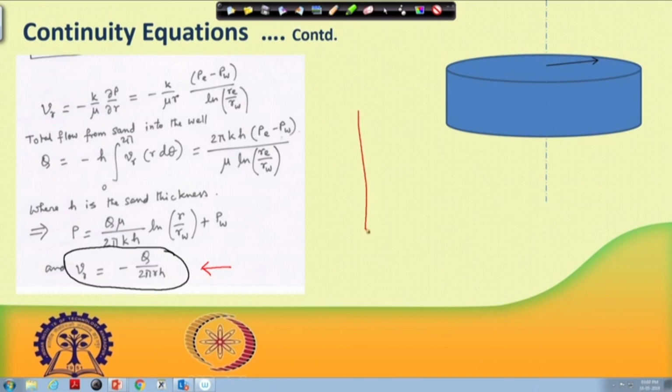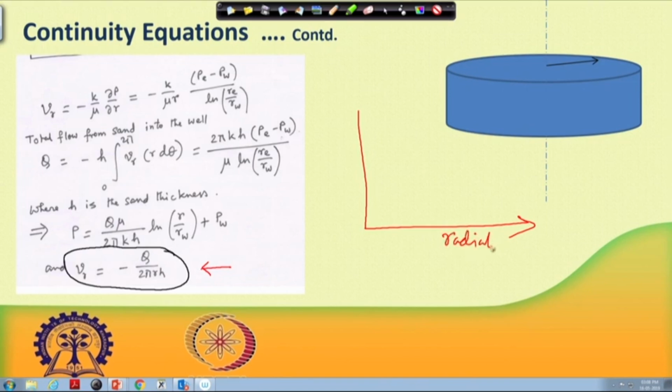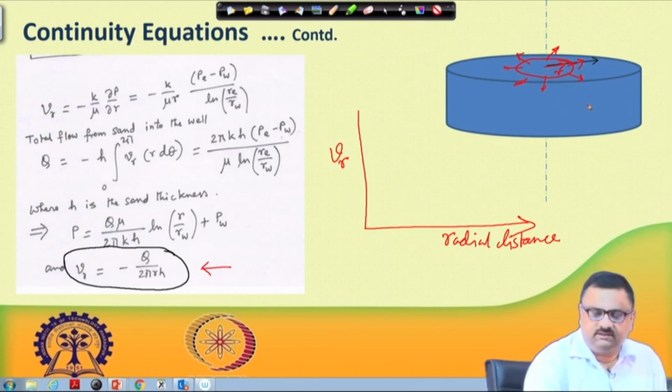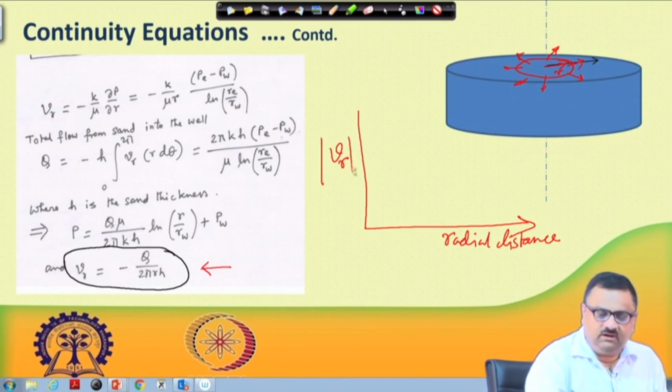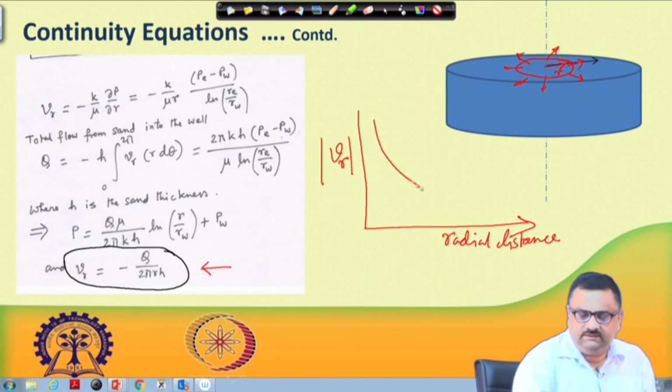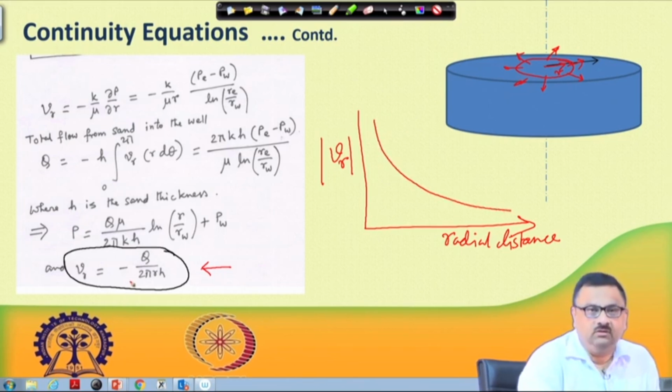That means, we saw that if the x axis is the radial distance from the center of the well, and the y axis is velocity in radial direction, and we are looking at some radial distance r from the center, since it is a radial flow, and we are trying to find out how VR, the radial velocity, changes with distance from the center, we found that the absolute value of this velocity would be decreasing with r, because VR is proportional to 1 by r.